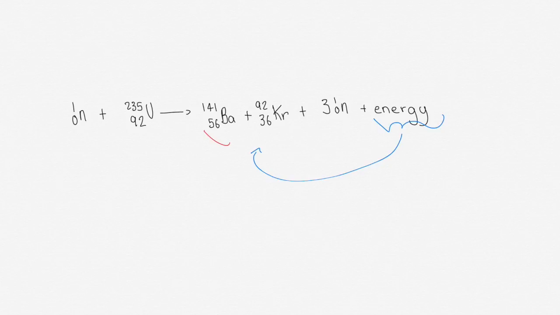Of the 200 megaelectron volts or so released in this reaction, most goes into the kinetic energy of the heavy fragments barium and krypton. The breakup of the uranium nucleus can be compared to what happens to a drop of water when excess energy is added to it.